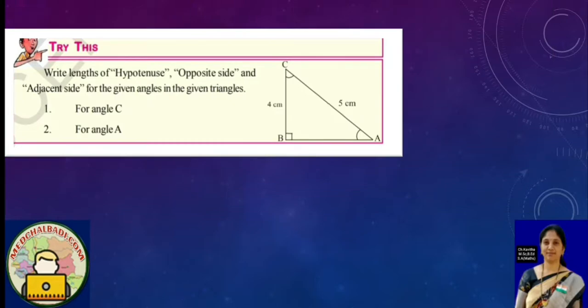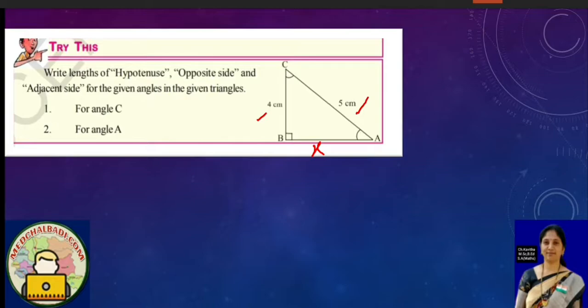Next, see here. Write the lengths of hypotenuse, opposite side and adjacent side for the given angles in the triangle. Before writing opposite and adjacent, we need the three sides of the triangle. But observe that in the given problem AC is 5 centimeters, BC is 4 centimeters, but we don't know AB. So let AB be x. Now we have to find the x value first, that means the length of AB.